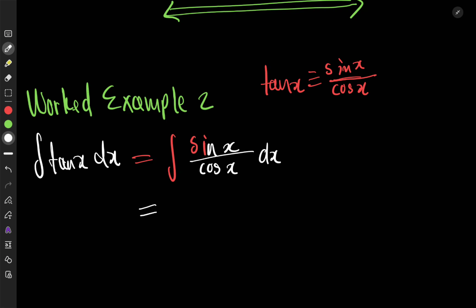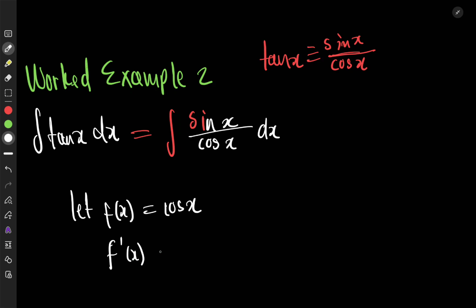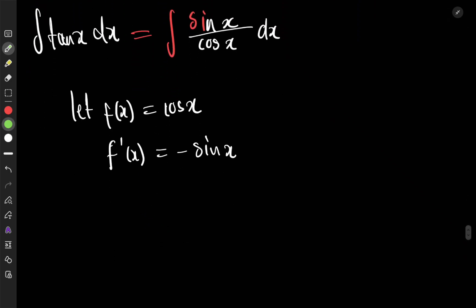Now I have the top being the derivative of the bottom. If I differentiate cos, I get negative sine, which is similar to the top. So since the top is the derivative of the bottom, I can use ln. But remember that we always need to make them exactly the same. So we're going to say, let f of x be the bottom, which is going to be cos x. We find the derivative. f dash x is going to be equal to negative sin x. So now we know that if this is your f of x, then the top should be a negative sin x. And how are you going to make sure that happens? You're going to introduce it at the top.